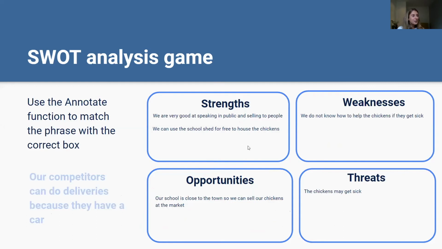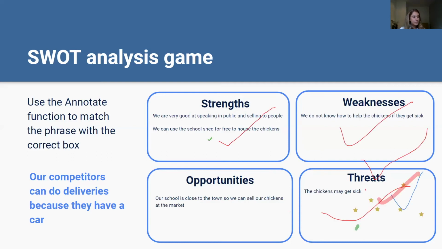And a final one today is, our competitors can do deliveries because they have a car. Is that a strength, a weakness, an opportunity, or a threat? Cast your final votes now. Okay, you're a bit more divided on this one. We've got votes in all 4 boxes. Most of you think it's a threat. Quite a few of you think it's a weakness. Some think it's a strength or an opportunity.